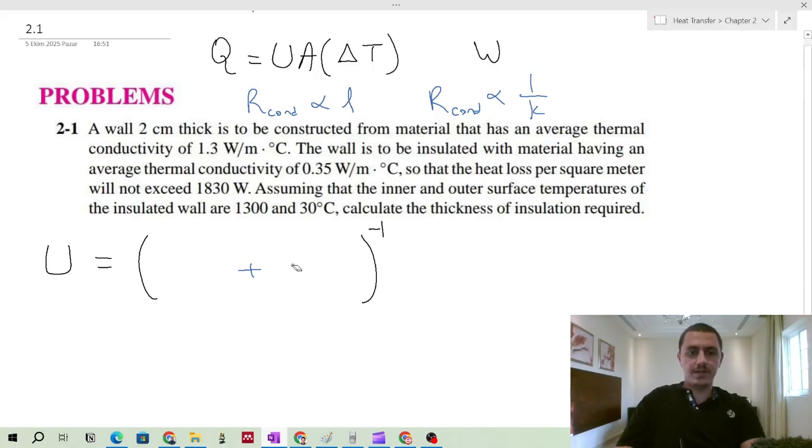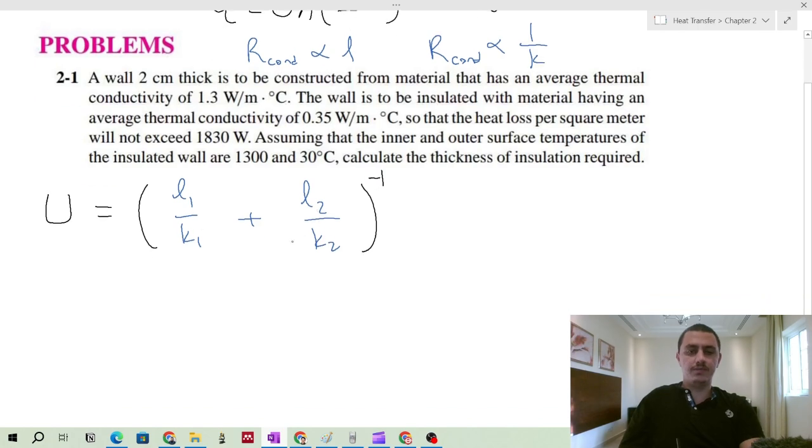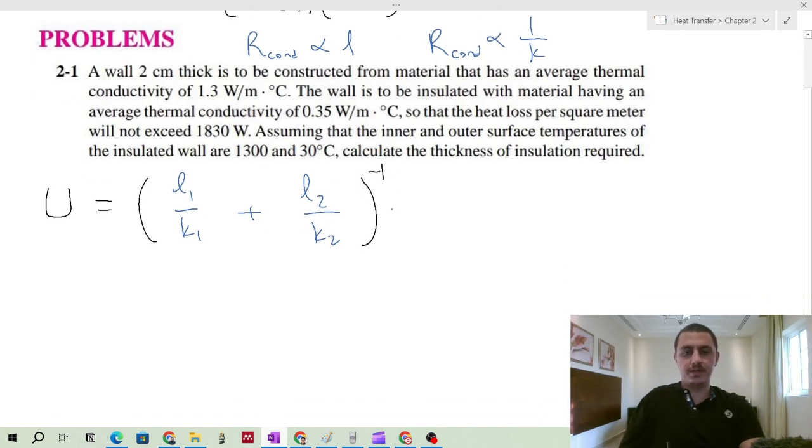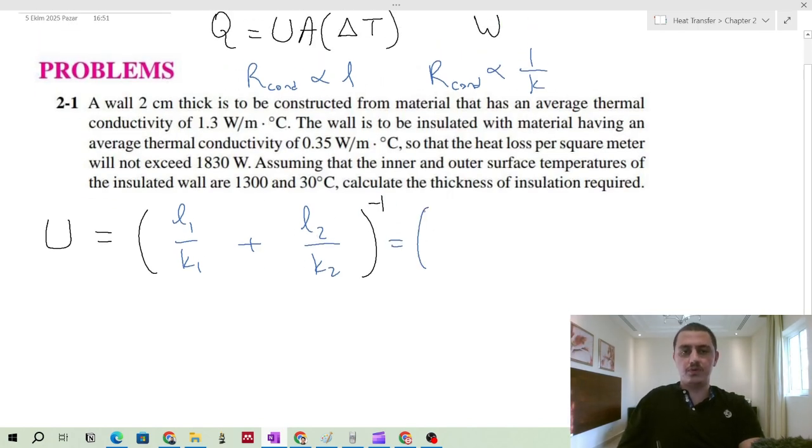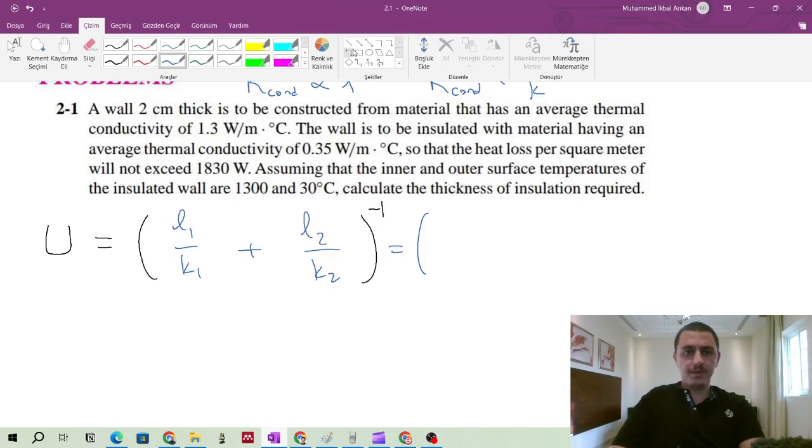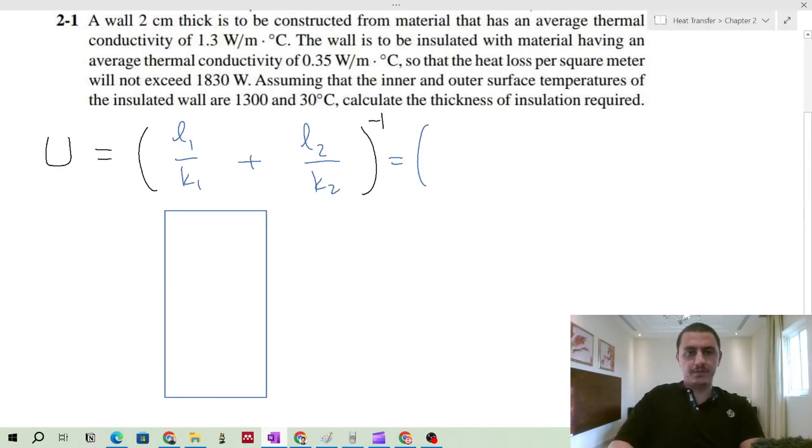So here R1 and R2 are just L1 over K1, then L2 over K2. We should sum them, then take the power of minus 1. So let's calculate overall heat transfer coefficient first for this problem. And before that, maybe we plot the problem domain. It will be good to give an idea of the shape that we have.